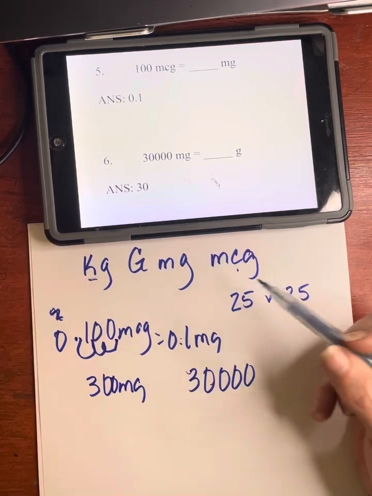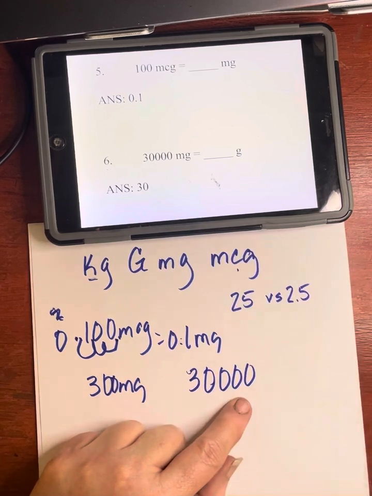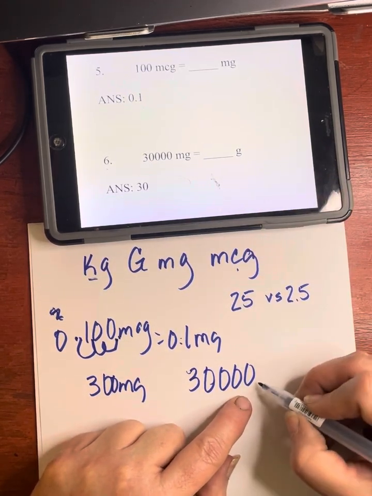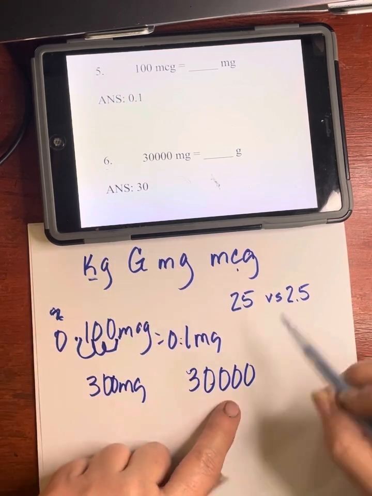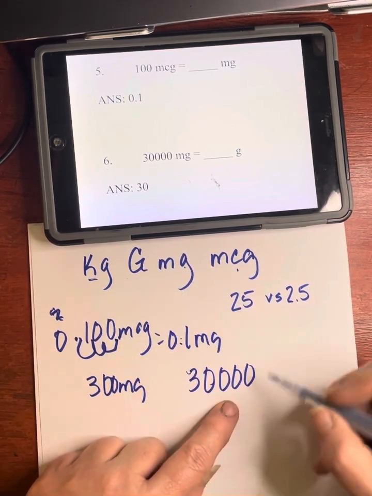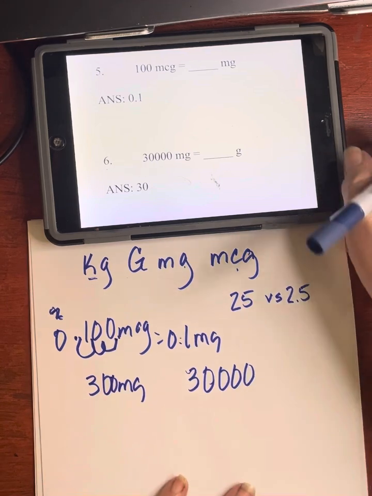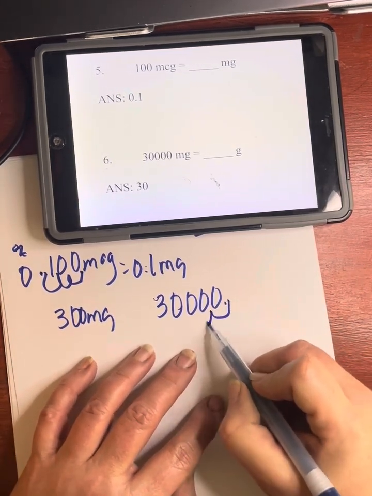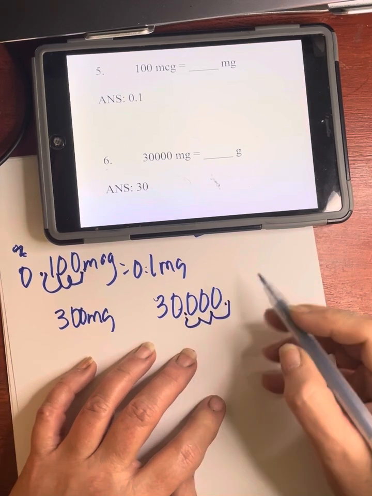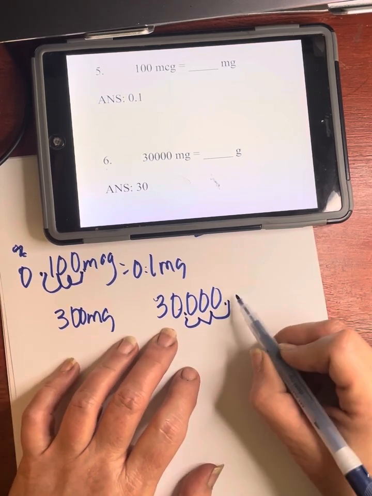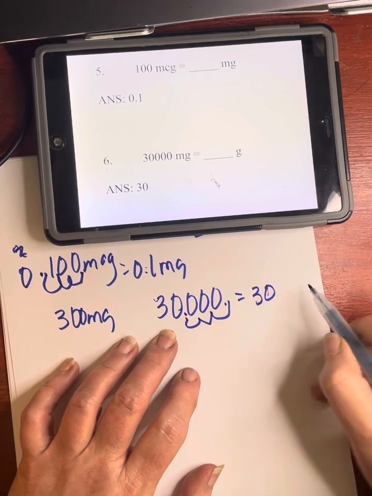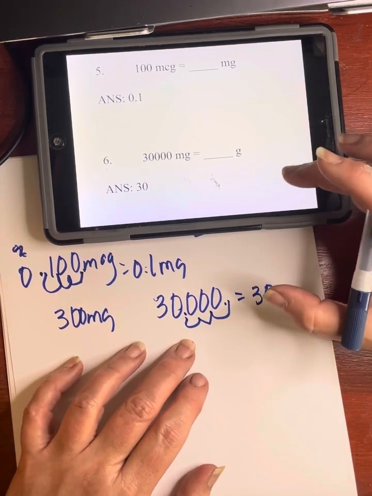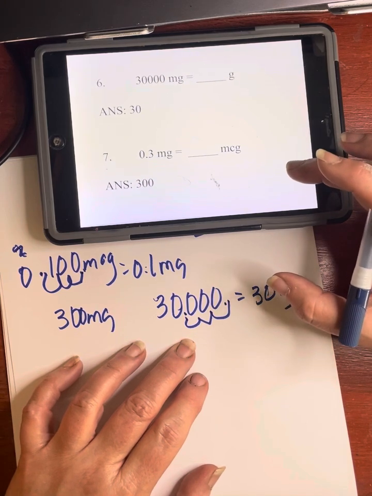I got an eye condition, so sometimes it's hard to make sure I count all the zeros. But milligrams to grams, we've got to move it to the left. And it's understood to be at the end of this number. So we're going to go 1, 2, 3. And so 30,000 milligrams would equal 30 grams. You see that? I believe you do.